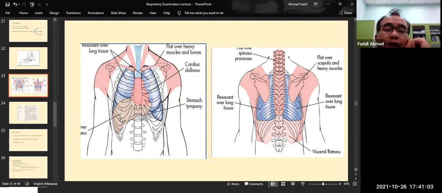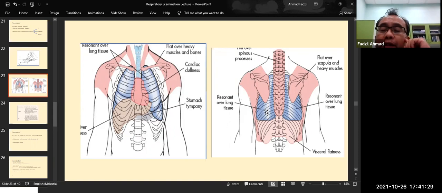But when you percuss, you must realize that in certain places you can feel some cardiac dullness, very little bit dull. Here you can feel liver dullness, quite dull at the 5th intercostal space and below. And then resonance. And here when you percuss, you can hear the stomach tympany. And in the posterior side, it is mostly resonant.